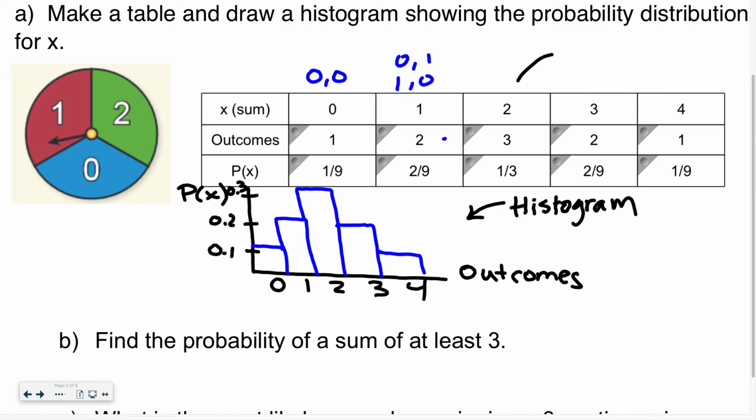That's our histogram. This chart right here, this is our probability distribution. So it looks like a chart, the probability distribution. The histogram is just a way to visually represent that.